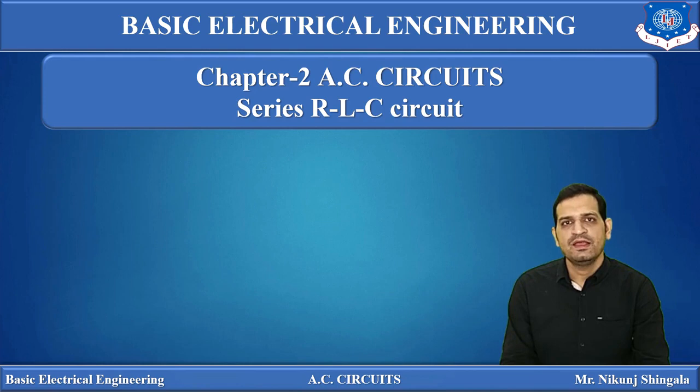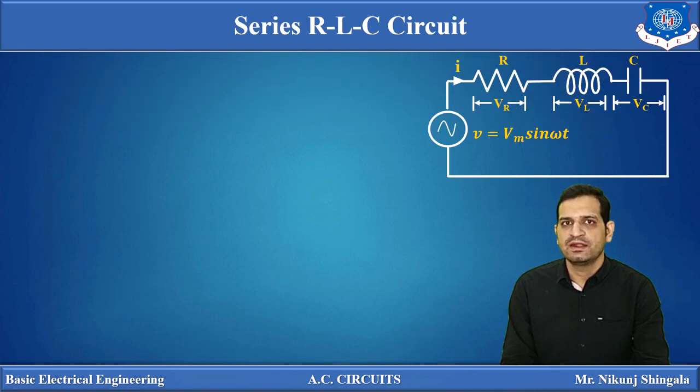In the previous video lecture of AC circuit, I have already discussed the analysis of series RL and series RC circuit. So let us start with the series circuit, which consists of resistor, capacitor and inductor. Here you can see one resistor, one pure inductor and one pure capacitor connected in series.